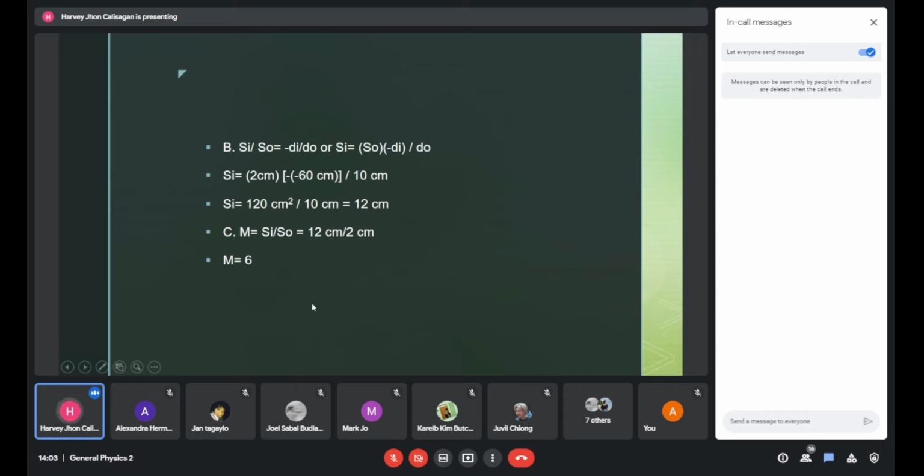If we get the magnification from the size of the image and the object, we have 12 centimeter for the SI and 2 centimeter for the SO. Dividing the two, you'll have an answer of 6. Okay, that is the magnification. So, times 6. That's right, the size of the image is zoomed six times the size of the object. And that is the result.